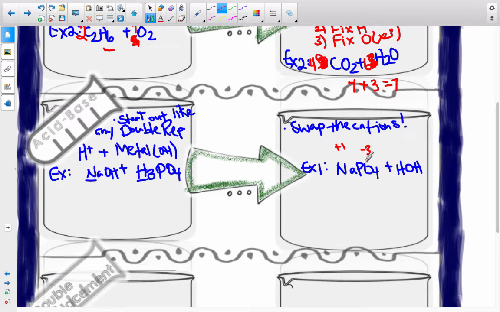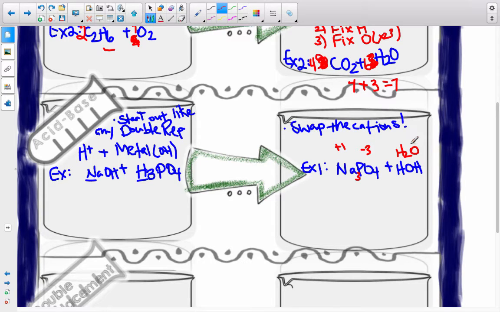That means I'm going to need 3 sodiums to hang out with my phosphate, and since I only need 1 phosphate, I don't need to put it in parentheses or write 1 behind it, it's fine. And then hydrogen hydroxide, of course, we can write as water if you prefer. Or you can leave it as HOH, because then it's easier to balance sometimes.